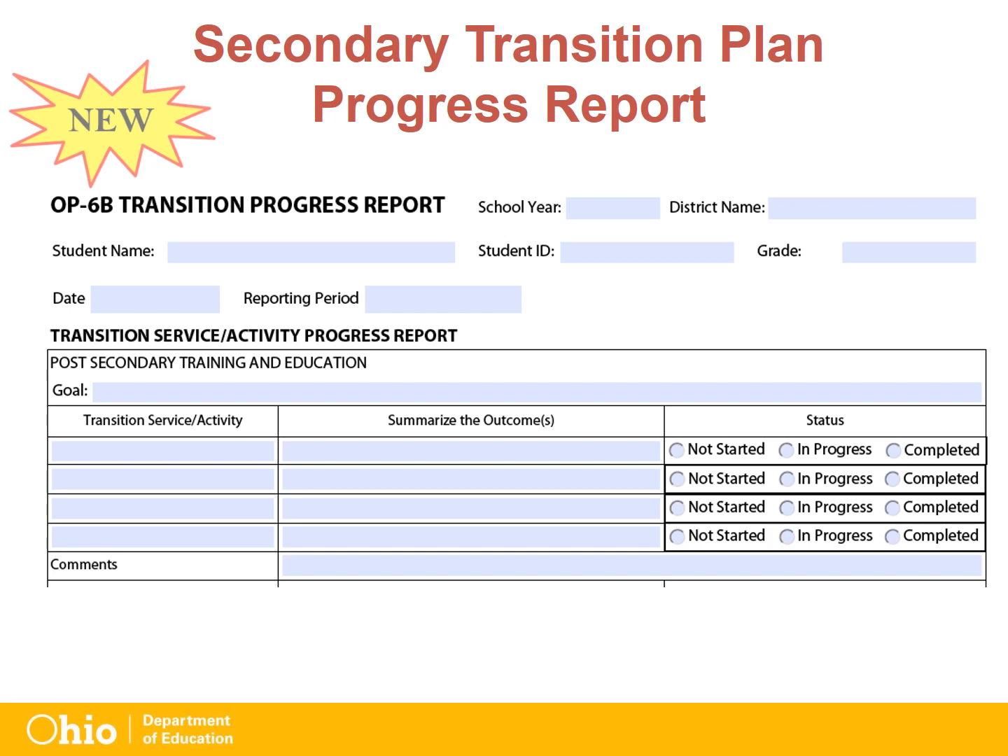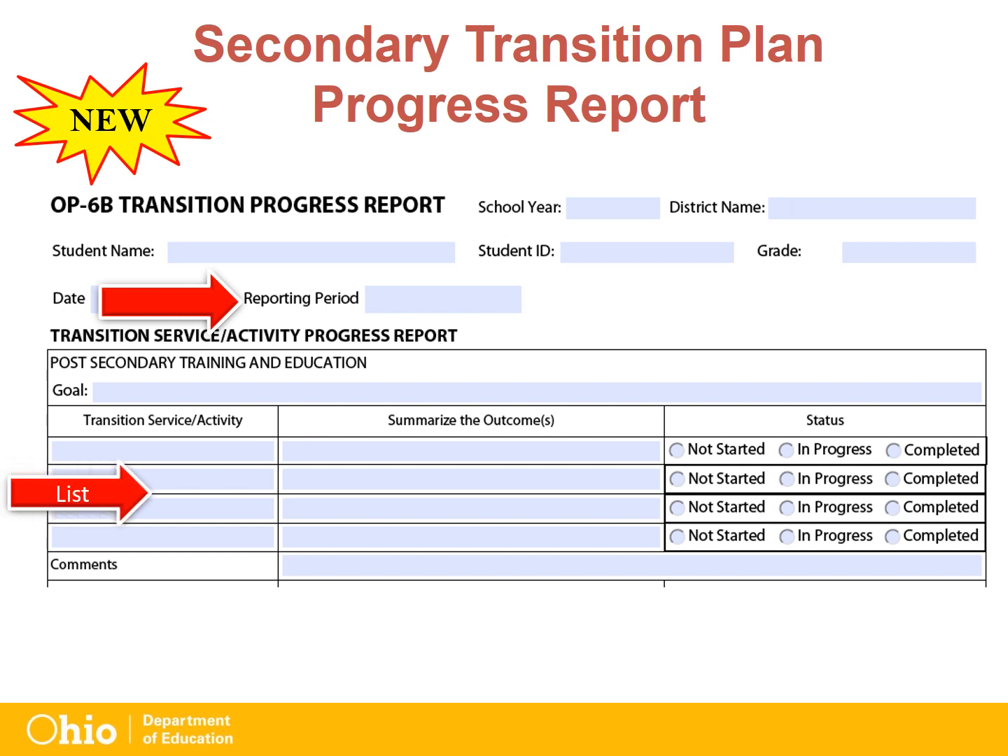A new form, OP6B, Transition Progress Report, was created. The form is available on ODE's website with the other required and optional forms. The report is to be completed and distributed as frequently as the IEP progress report. Include the reporting period, for instance, first quarter or second semester, that is covered within the report and the date that the report is completed.